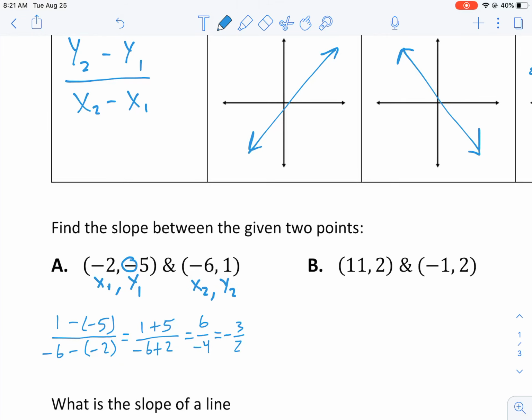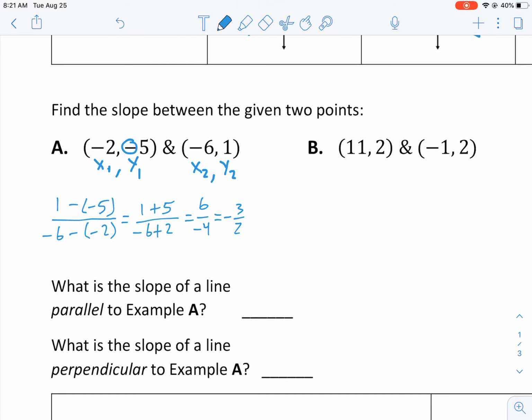Now, another thing about slope that maybe you have forgotten is parallel and perpendicular slope, all right? How do you do that? So if we have an answer of negative 3 halves, what would the slope of a line parallel to that line be? Well, parallel means they're going in the same direction, right? So the slope would be the same, all right? So that's negative 3 halves.